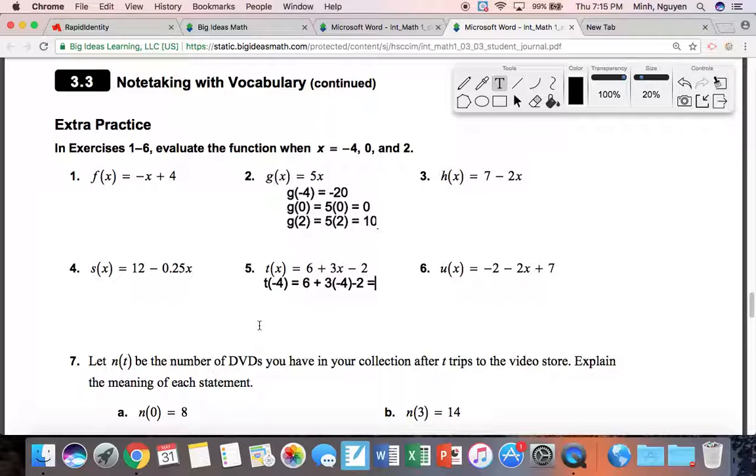-2, which equals 6 plus -12, which is really 6 minus 12 minus 2. 6 minus 12 is -6. -6 minus 2 is -8.